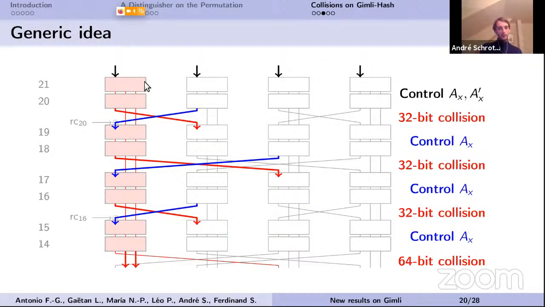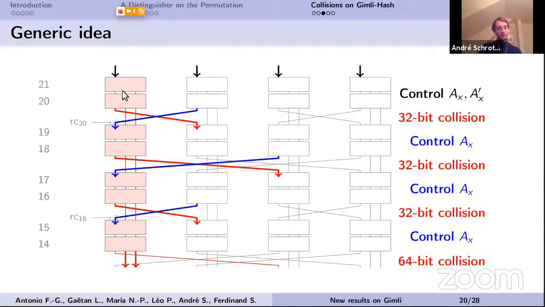If we want the difference to remain in the first column, we need some internal collisions to occur. We need the values here that come from the swap to collide for these two different inputs. We need the values here to collide also, so we need all the red branches to collide, basically. And we need, of course, the output to collide as well. But we do not only control the input AX and AX prime, we also kind of control the blue branches here that come from the rest of the state.